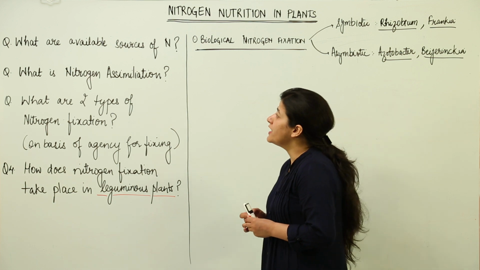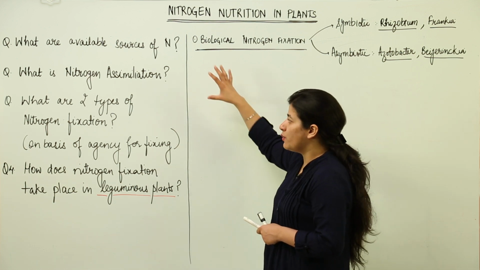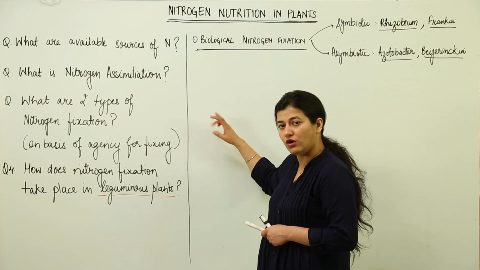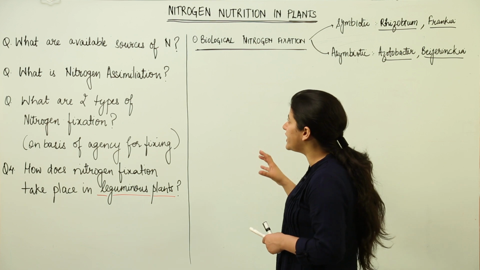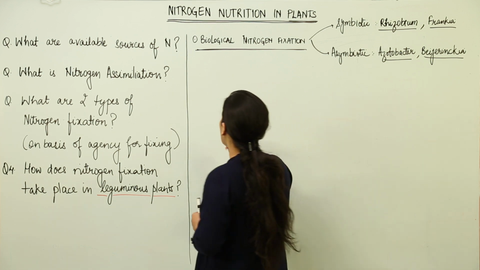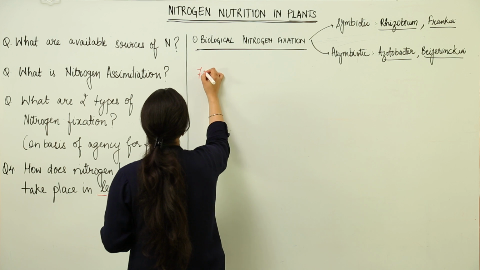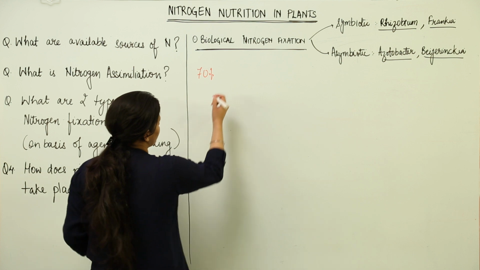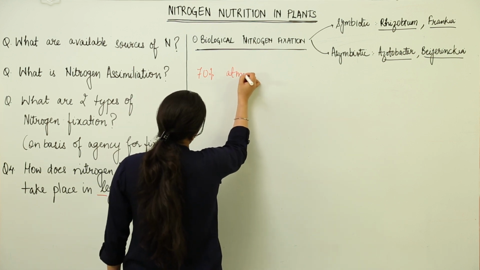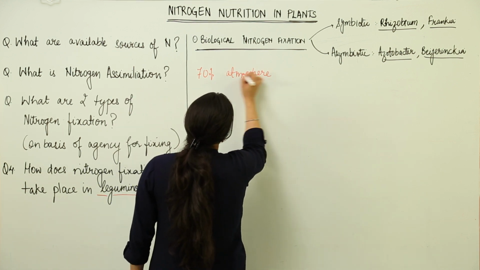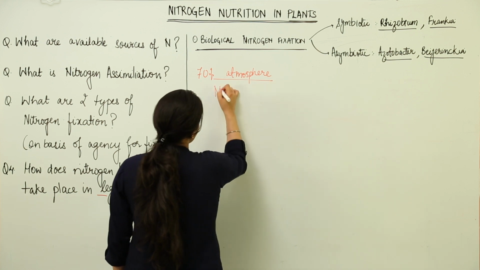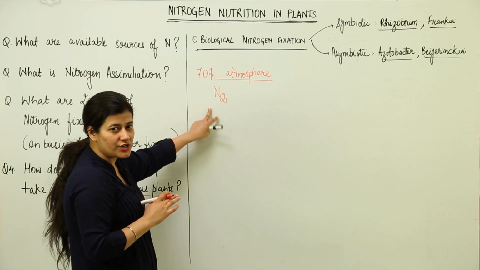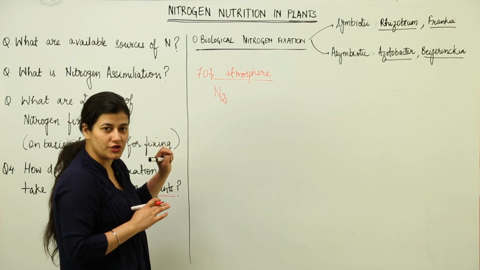So first of all, see what the available sources of nitrogen are. When we are able to answer these questions, we will get a clear-cut understanding of the nitrogen cycle which takes place on Earth. First of all, you know that almost 70% of our atmosphere is nitrogen. So the available source of nitrogen is the atmosphere basically. But to our dismay, atmospheric nitrogen is present in the form of dinitrogen, this molecule of nitrogen, and plants cannot take up that nitrogen directly.